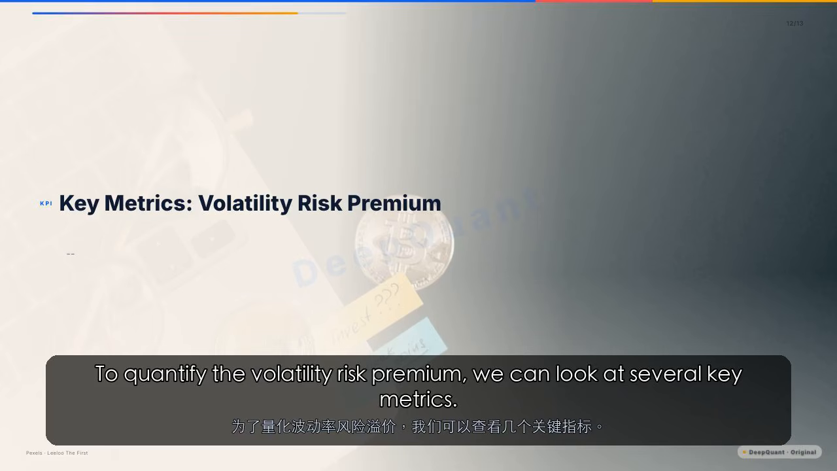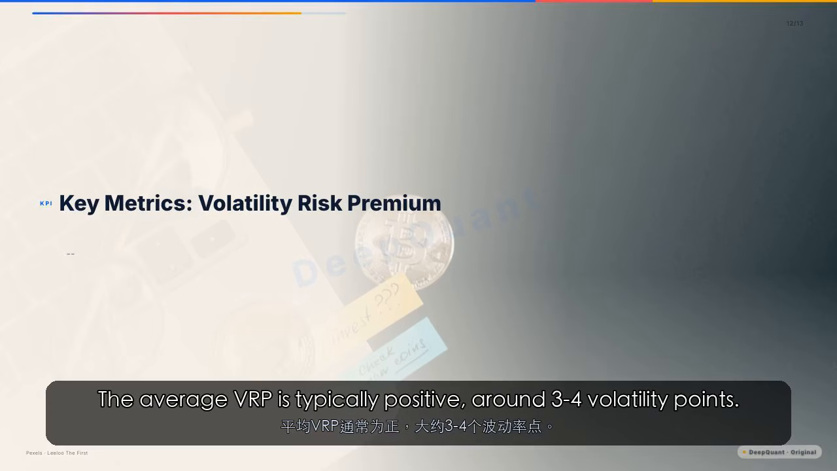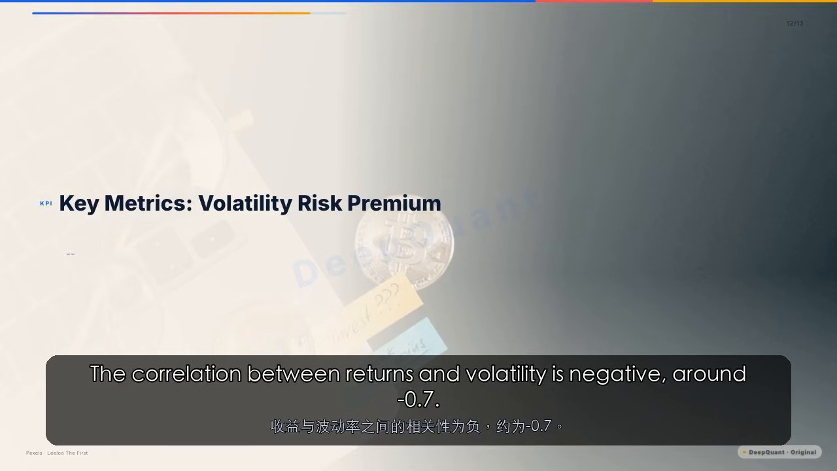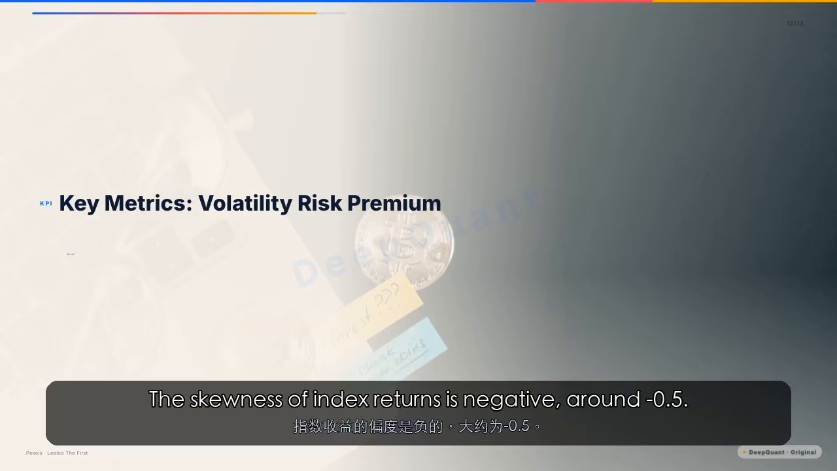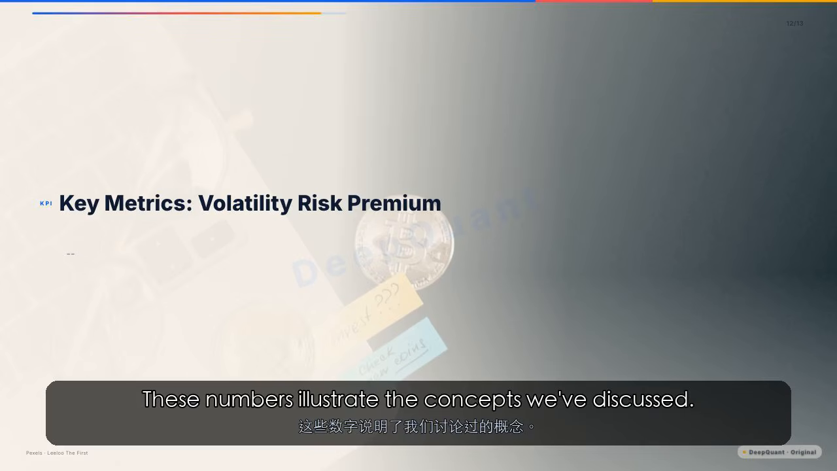To quantify the volatility risk premium, we can look at several key metrics. The average VRP is typically positive, around 3 to 4 volatility points. The correlation between returns and volatility is negative, around -0.7. The skewness of index returns is negative, around -0.5. These numbers illustrate the concepts we've discussed.